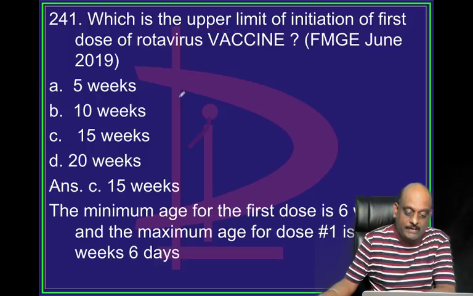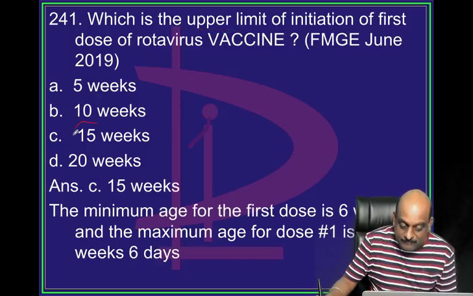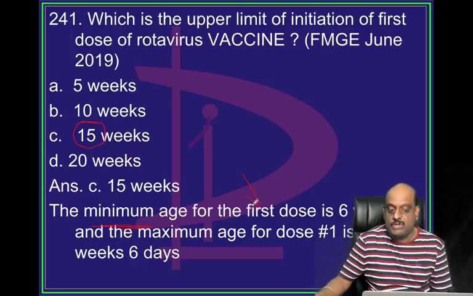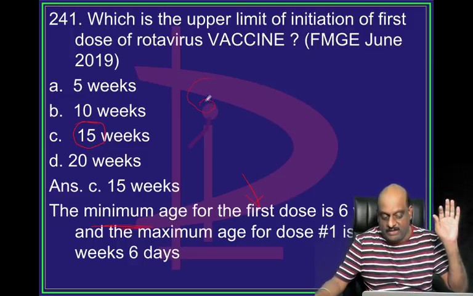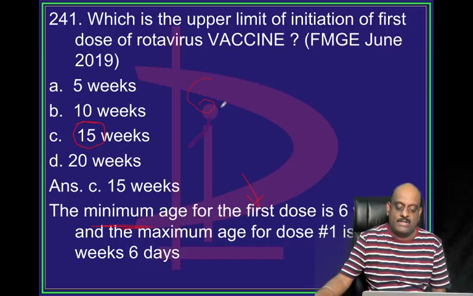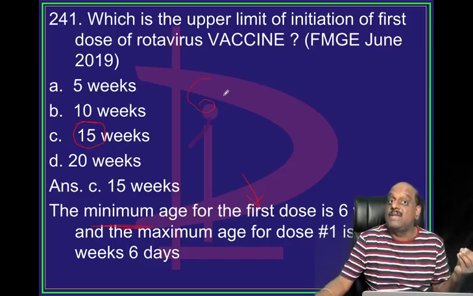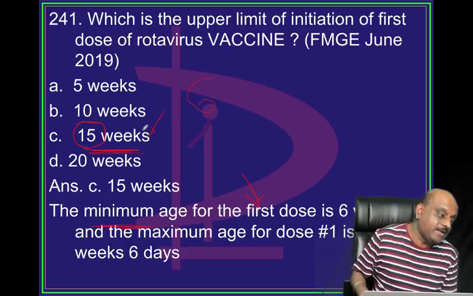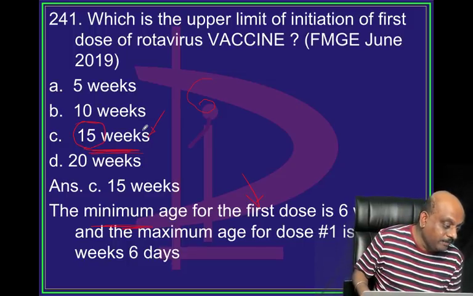That's very important. So doctor, 15 weeks. The minimum age at which the first dose of the rotavirus vaccine is given is 6 weeks. Maximum age is up to 14 weeks, 6 days. That is, up to the 15th week you can give the rotavirus vaccine, is what you need to remember. Very good. 6, 10, 14 weeks.